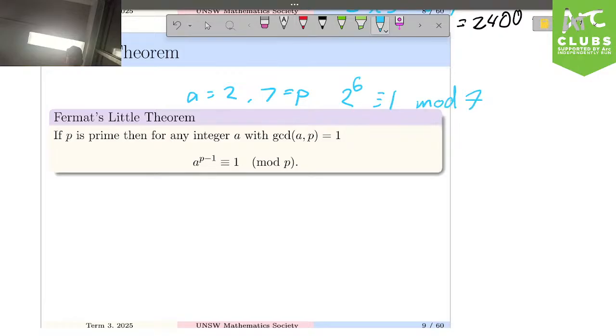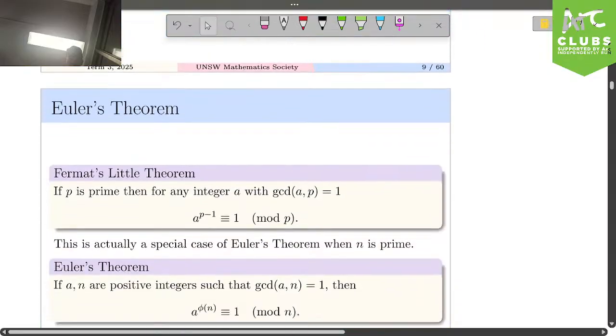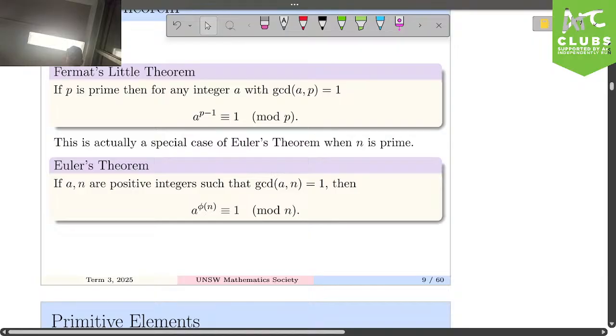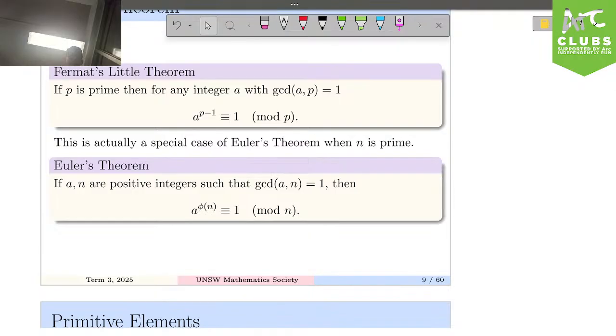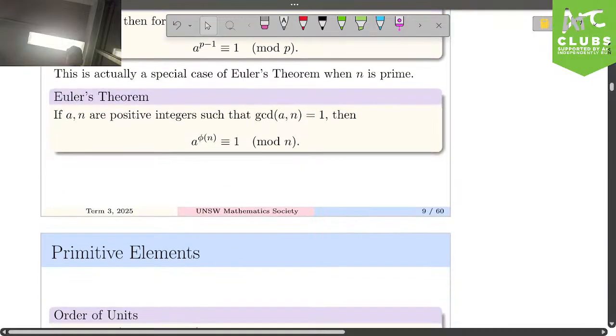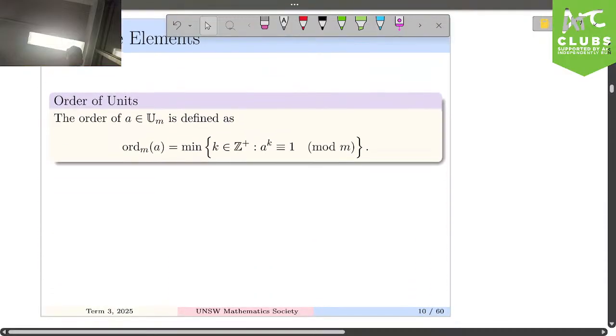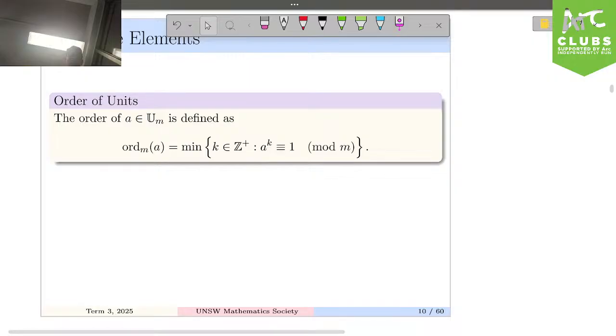This is also used in RSA encryption. But in RSA encryption, we actually use something a little bit stronger, which is Euler's theorem. Euler's theorem is basically, if I have a to the phi of n, then that is equivalent to 1 mod n. Maybe you will have seen a proof of this historically. So, we also have to talk about primitive elements. Remember, this is a language part of the course, so there are a lot of definitions, so sorry about that.